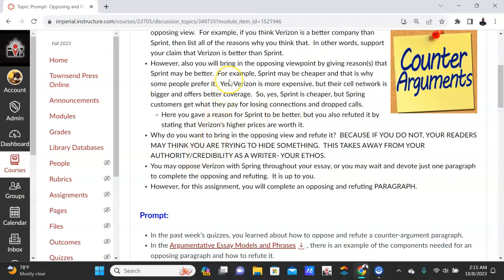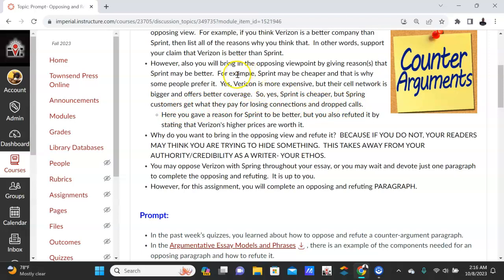So we are the pro for Verizon. The con is Sprint, that is our opposing. We want to make this argumentation, so we're going to bring in their point. For example, Sprint may be cheaper, and that is why some people prefer it. Then we want to refute, or we want to concede first. Yes, Verizon is more expensive, but their cell phone network is bigger and offers better coverage. So yes, Sprint is cheaper, but Sprint customers get what they pay for, losing connections and dropped calls.